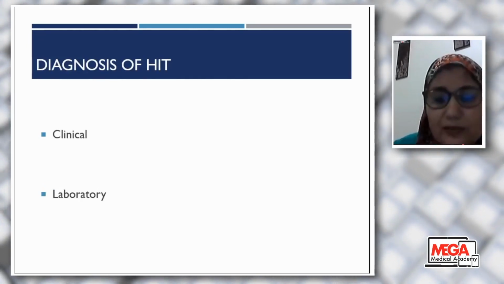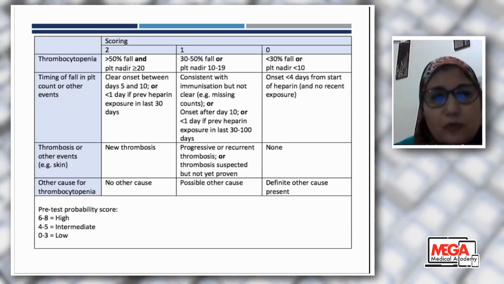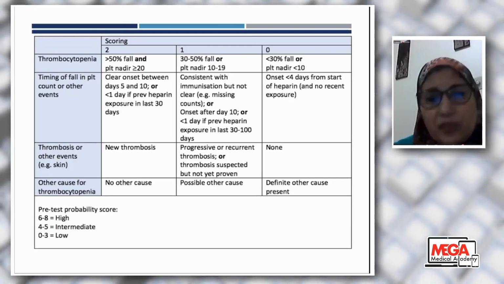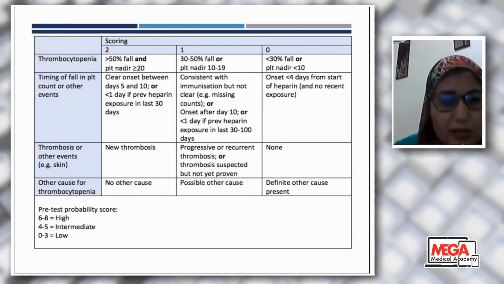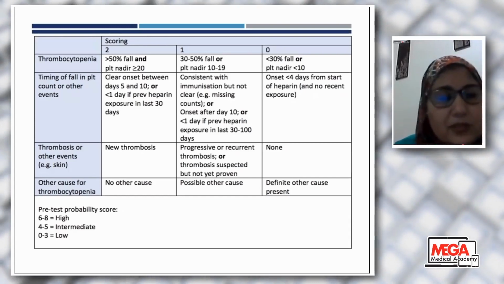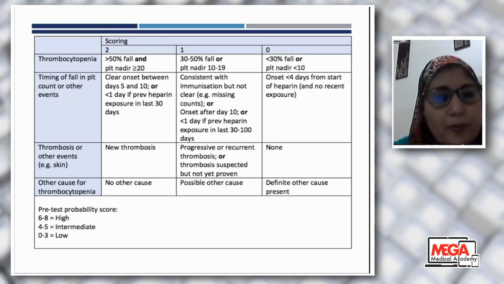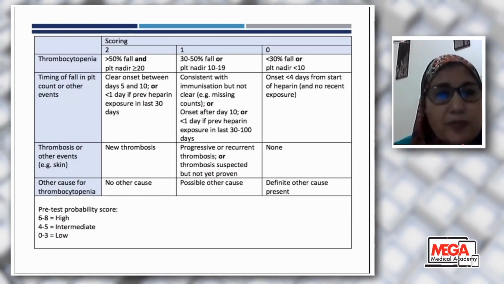Clinically, as we said, there is a scoring system called the 4Ts. This is the scoring, and accordingly, when we count as mentioned, it tells us the probability. If it's 0 to 3, it's a low probability. 4 to 5, intermediate. 6 to 8, it's high probability.